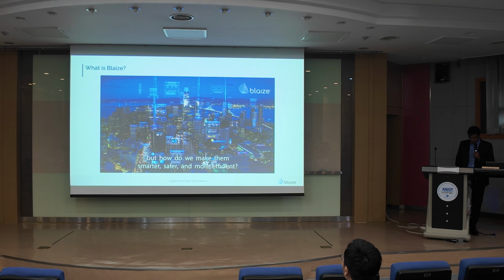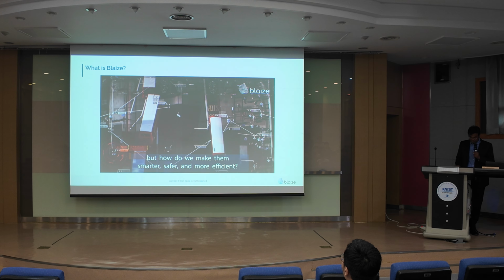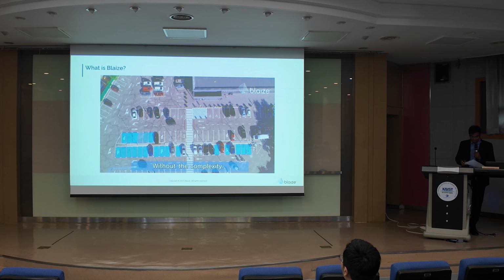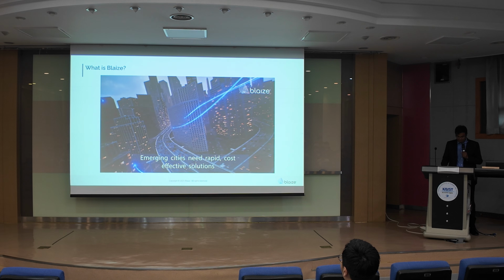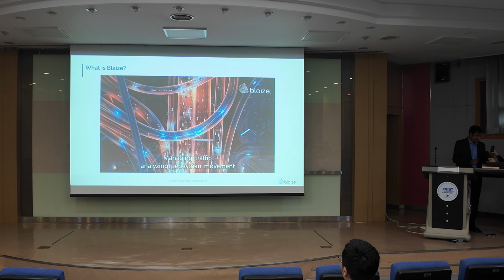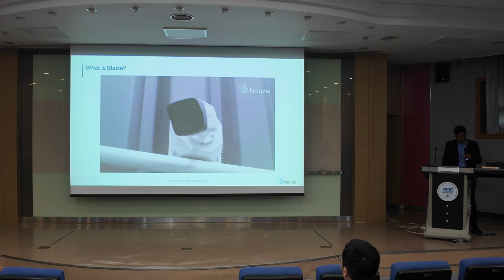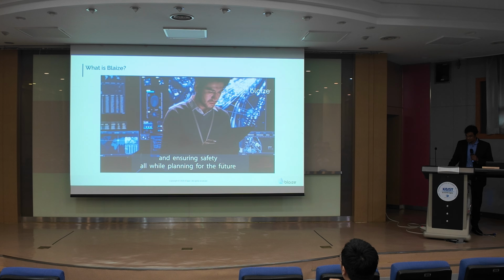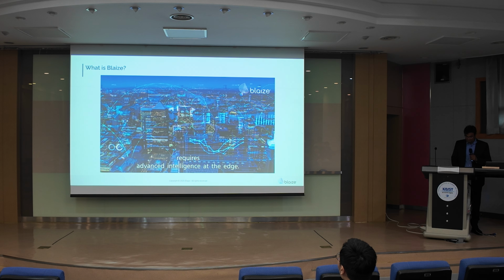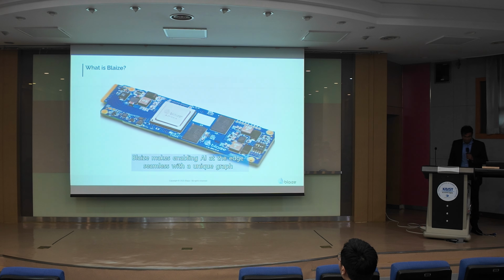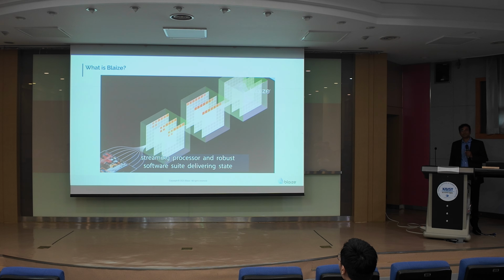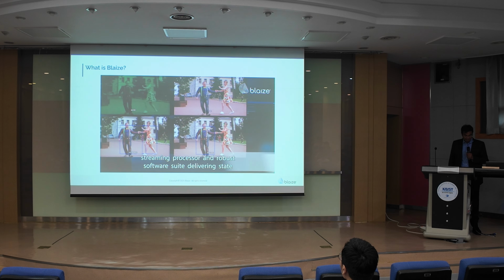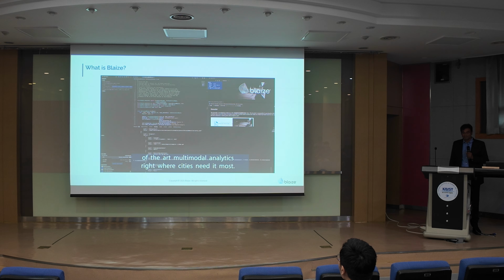Cities are evolving, but how do we make them smarter, safer, and more efficient without the complexity? Emerging cities need rapid, cost-effective solutions to modern challenges. Managing traffic, analyzing pedestrian movement, and ensuring safety, all while planning for the future, requires advanced intelligence at the edge. Blaize makes enabling AI at the edge seamless with a unique graph streaming processor and robust software suite, delivering state-of-the-art multimodal analytics right where cities need it most.